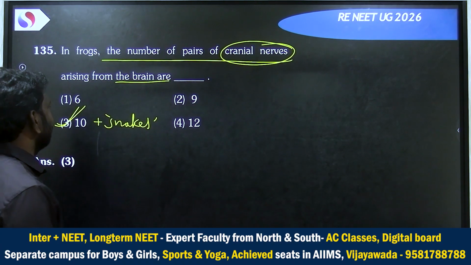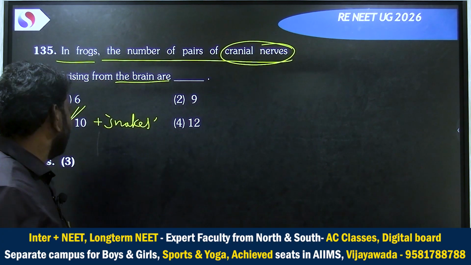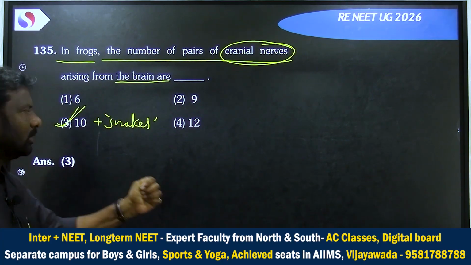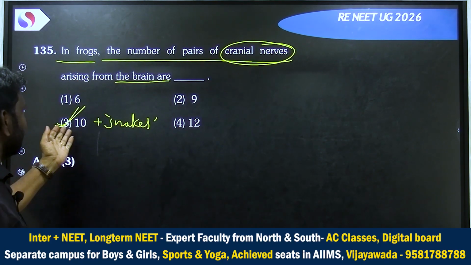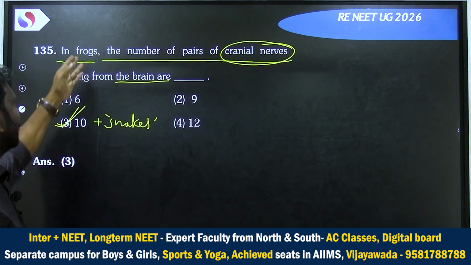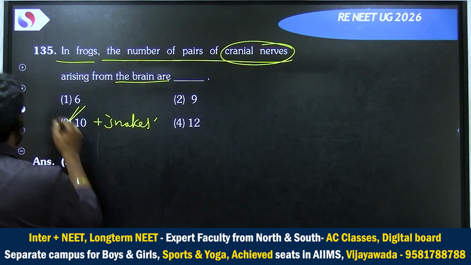The first option they gave is 6, the second option 9, the third option 10, the fourth option 12. So 12 cranial nerves are found in mammals. Here, 10 pairs of cranial nerves are found in snakes and frogs. So the correct answer is the third option.